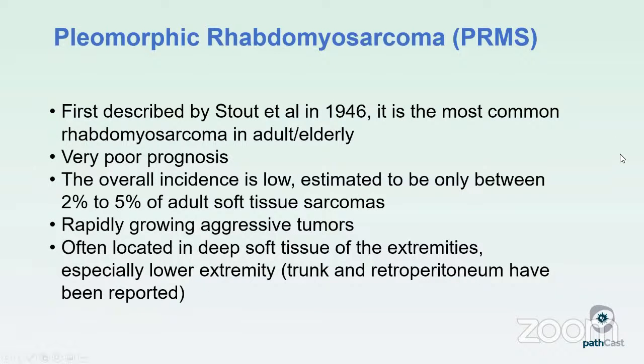Okay. The last subtype that we're going to cover is pleomorphic rhabdomyosarcoma. It was first described in 1946. This is the most common rhabdomyosarcoma in adult and elderly. It has a very poor prognosis. Even though it's the most common one in adult and elderly, the incidence overall is not that high. It's 2 to 5% of adult soft tissue sarcomas, usually rapidly growing regressive masses, often located in deep soft tissue of the extremities, especially lower extremity, although there are reports of these happening in trunk and retroperitoneum.